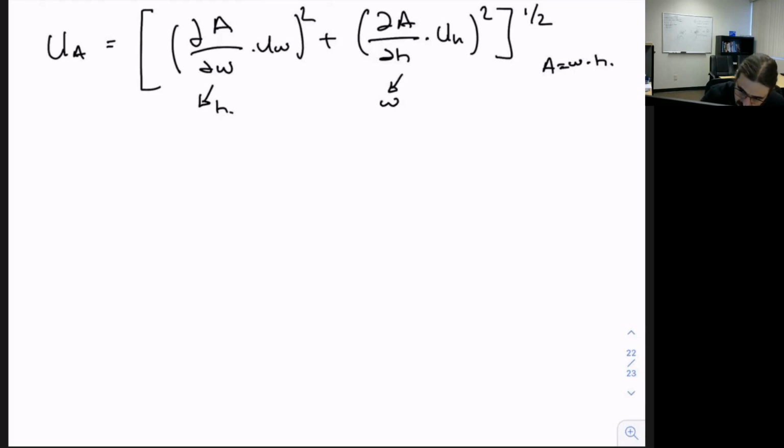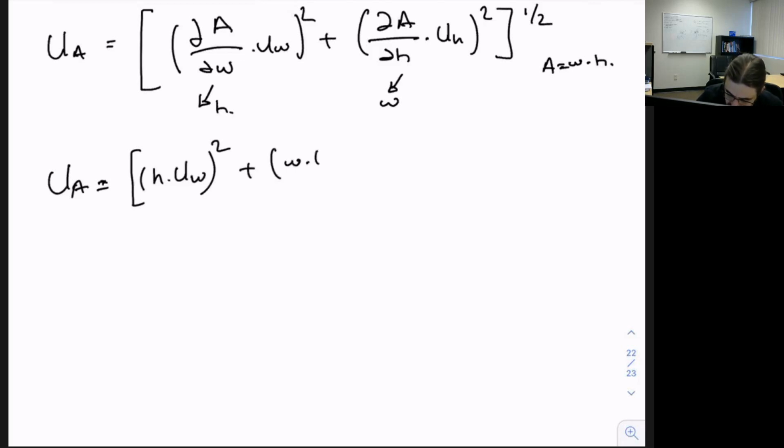So then I can write my UA as the square root of h times UW squared plus w times UH squared. Okay, if I put everything together now, I will see that the height was 5, and then the width was 10, millimeters.